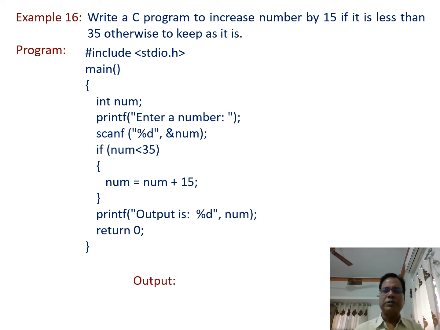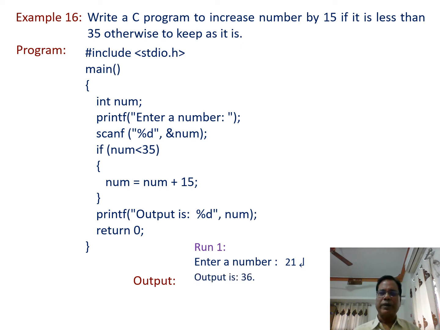So when this program is run, suppose the first time we enter the number 21. This 21 is less than 35, means the condition is true. Naturally, num equal to num plus 15 executes. 15 is added and the sum is assigned to the left side variable. And then outside of this block, using the printf statement, we print the output. So when 21 is increased by 15, we get 36.